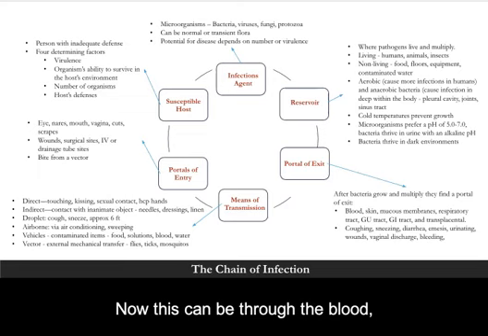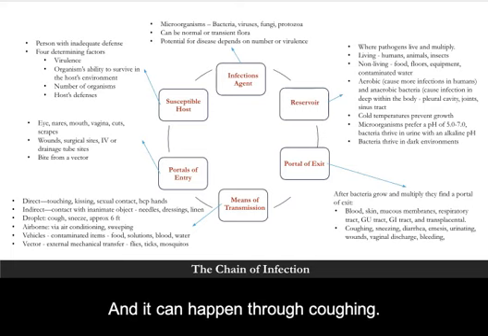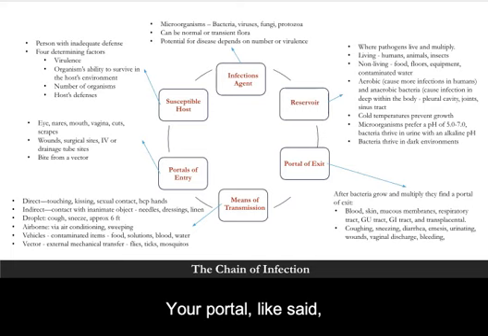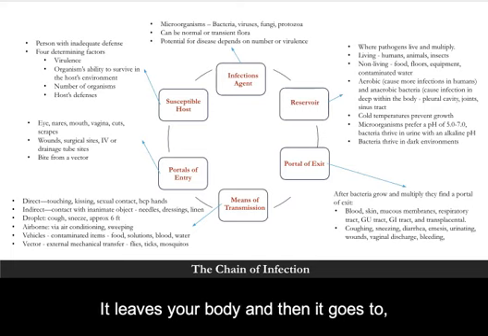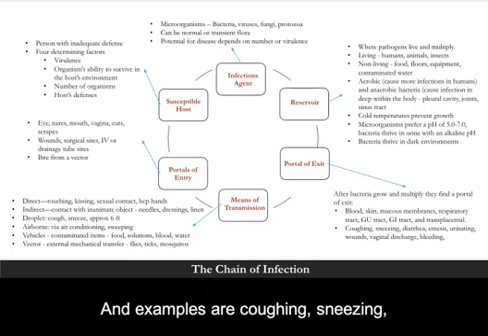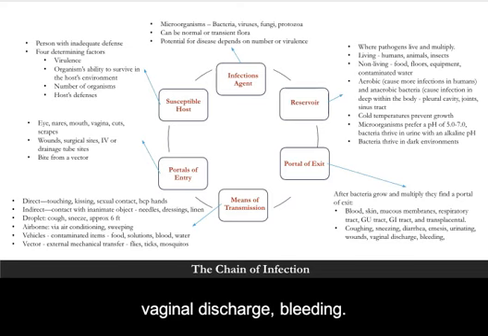Now, this can be through the blood, skin, mucous membrane, respiratory tract, your GI-GU tracts. It can happen through coughing. For example, if the bacteria is inside you and you're coughing, it can leave your body. Your portal of exit would be the mouth. It leaves your body and then it goes to another person. And examples are coughing, sneezing, diarrhea, vomiting, urinating, wounds, like drainage from wounds, vaginal discharge, bleeding.